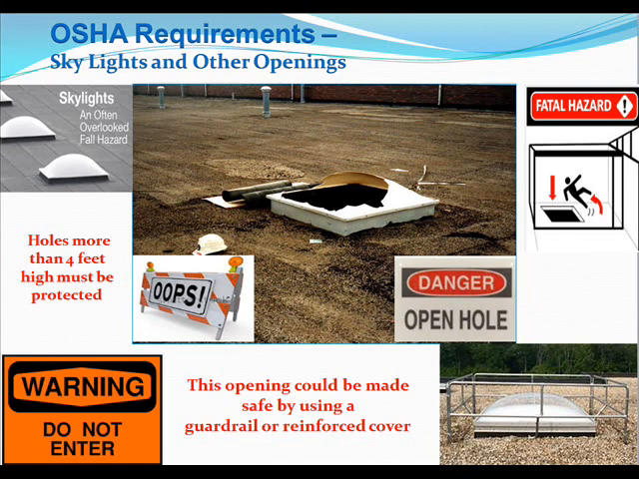Skylights and other openings. Holes more than 4 feet must be protected. This opening could be made safe by using a guardrail or a reinforcing cover. Covers must be able to support at least twice the weight of the employees, equipment, and materials that would be imposed on them at one time. Secure to prevent accidental displacement from wind, equipment, or other work activities. Color-coded or bear marking on the hole cover.